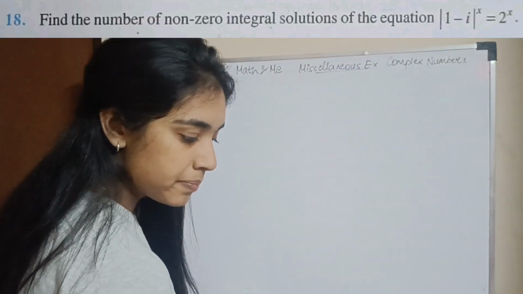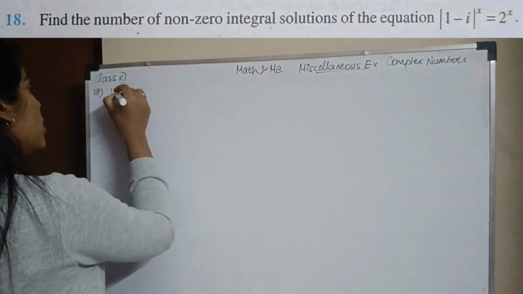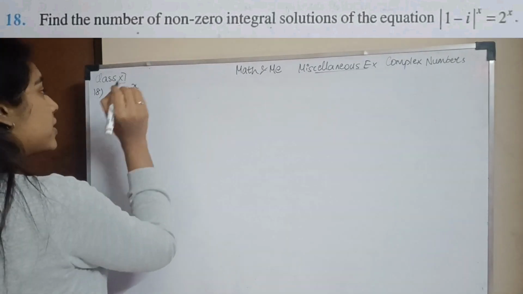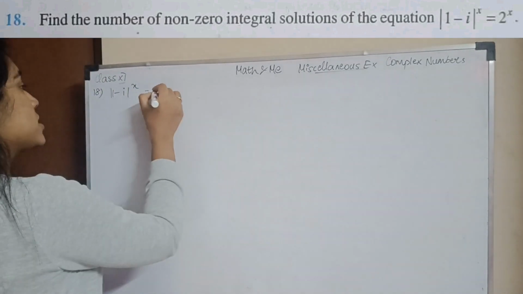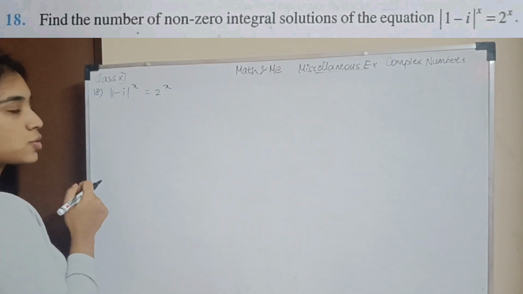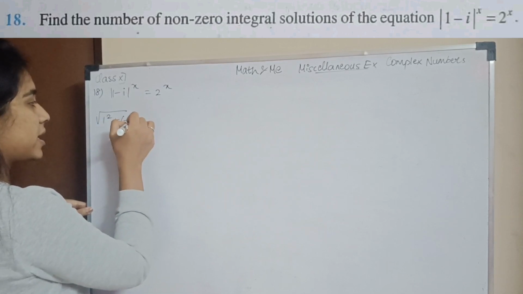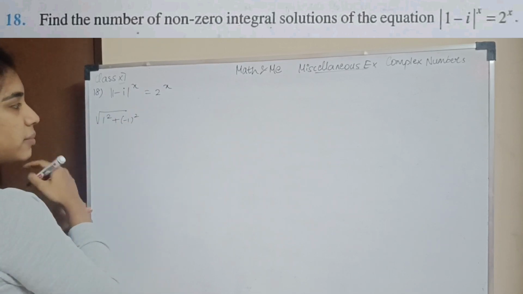Question number 18. Find the number of non-zero integral solutions of the equation |1 − i|^x = 2^x. Here the modulus is given. So when modulus is given, what do we do? Square root of 1 square plus (−1) the whole square. What is the imaginary part? Minus 1.